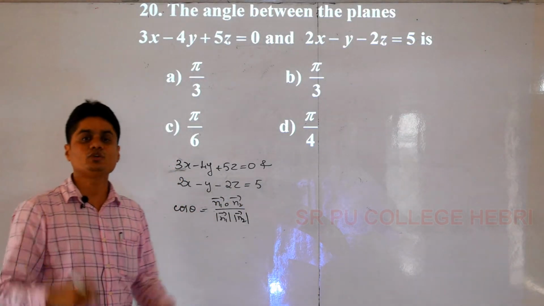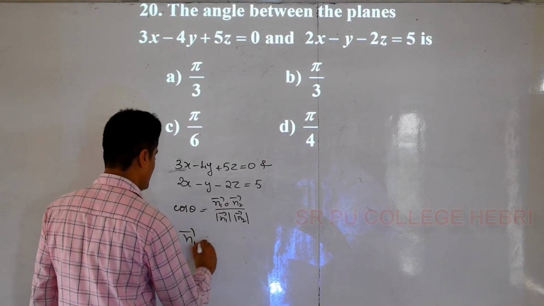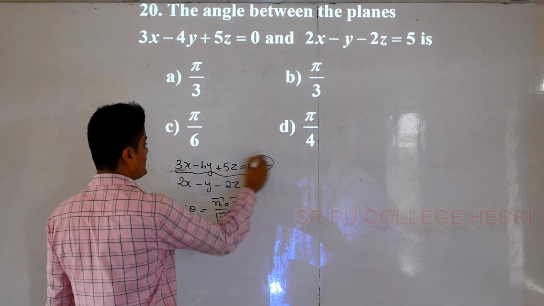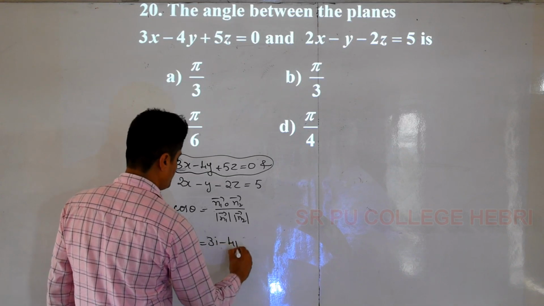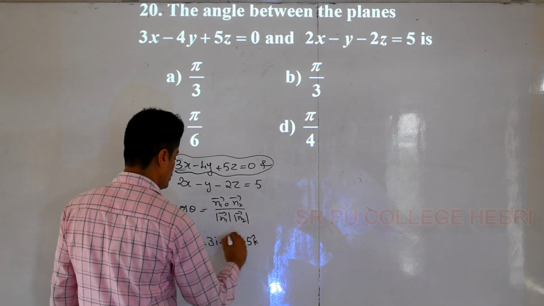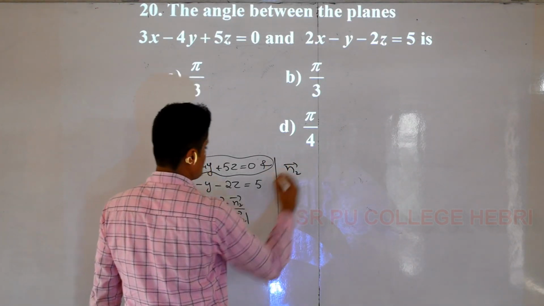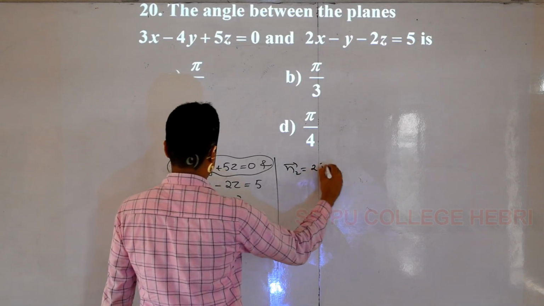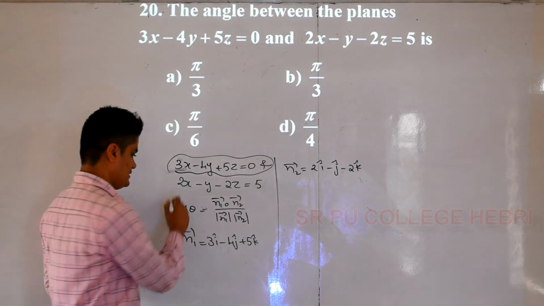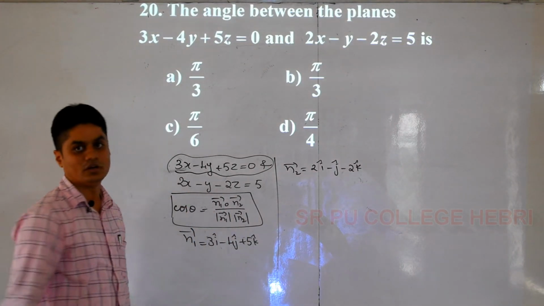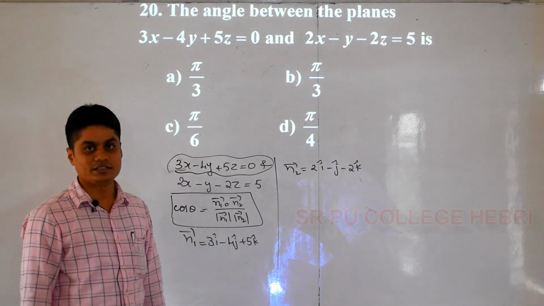What are n1 and n2 here? Remember? Yes, what is n1? n1 is a normal vector. How does the normal vector come from this? Yes, right, I hope you remember all this. 3i minus 4j plus 5k, the coefficients in that you can write as the normal vector. Okay, what is n2? n2 is 2i minus j minus 2k. So when you know this n1 and n2, this is very easy to use. I hope you can find the value of theta which is asked in this question.